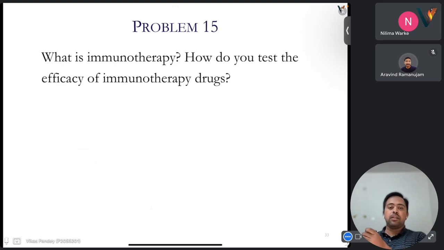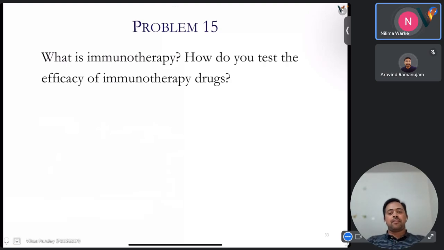Now again, a question that we saw earlier also: what is immunotherapy and how do you test the efficacy of these immunotherapy drugs? Yes, any answers to this? We discussed that it activates the immune system to fight the cancerous cell. That is immunotherapy. And how do we check that these drugs we are trying to give for immunotherapy are efficient or not? What is their efficacy?